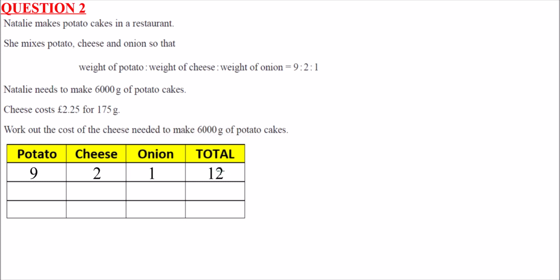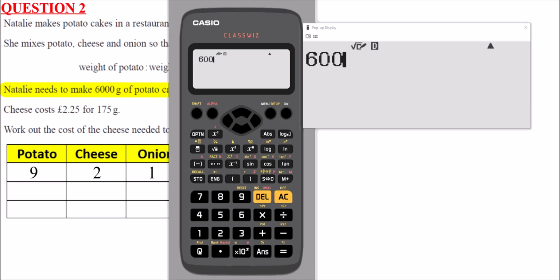But she's just not making 12 lots. How much is she making to be exact? Well, she's making 6,000 grams of potato cakes. So her 12 measures of all these ingredients must total to at least 6,000. Assuming she's not going to make any waste, that 12 lots needs to total 6,000 grams. So if that's the case, and 12 lots equals 6,000 grams, how can we calculate what just one lot is worth? Well, we can do 6,000 divided by 12 to work that one out. So 6,000 divided by 12, that gives us 500.